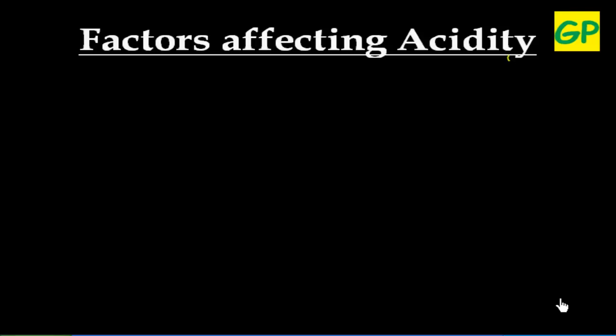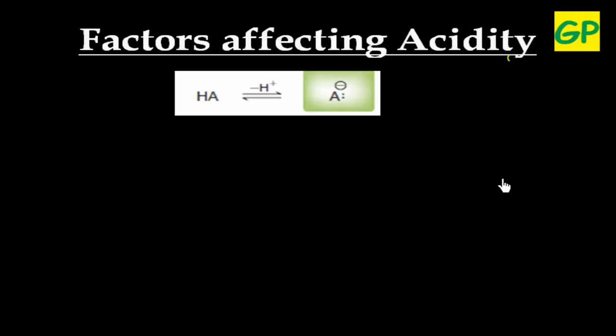In this lecture, we will discuss the factors that can affect the acidity of a molecule. Let us say we have an acid HA. It can dissociate and give you A minus and H plus. Now A minus has a tendency to combine with H plus and go back, giving HA.